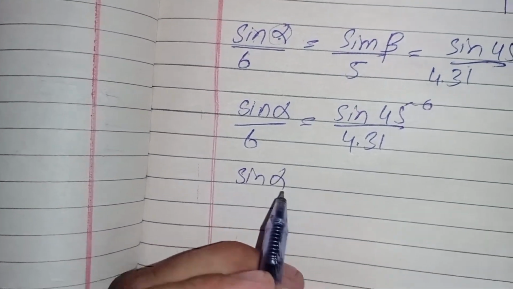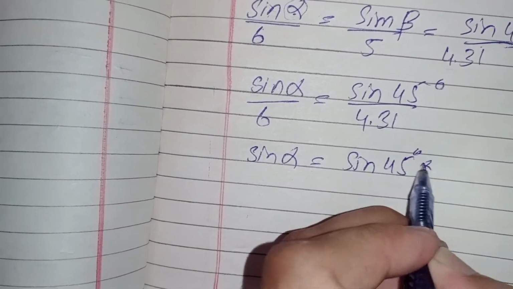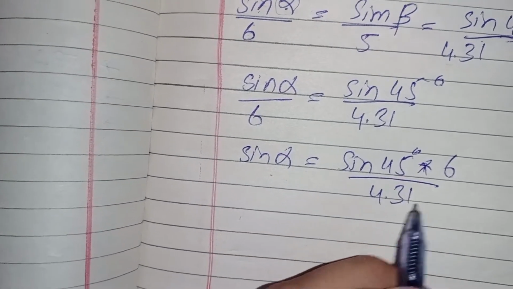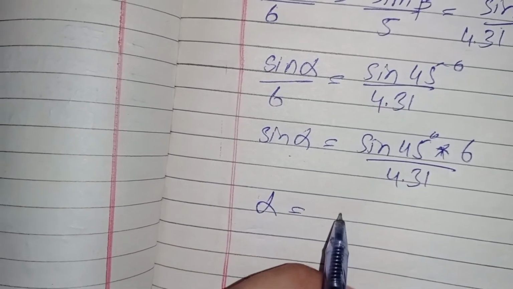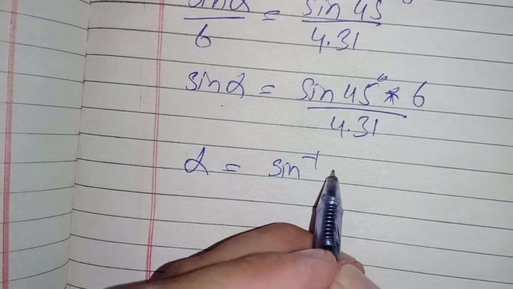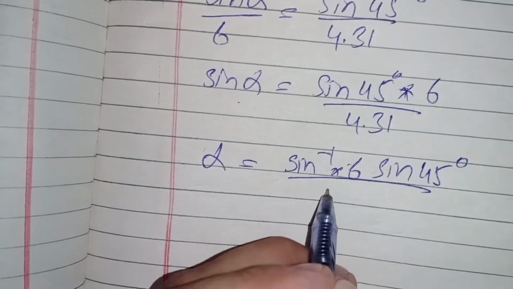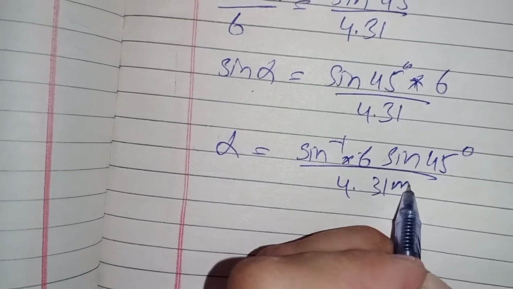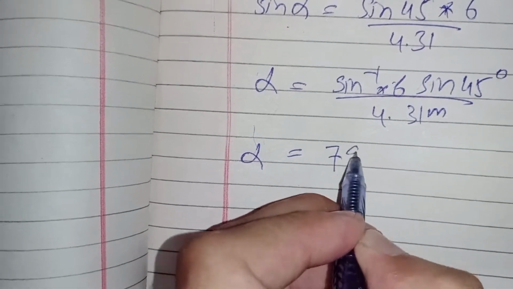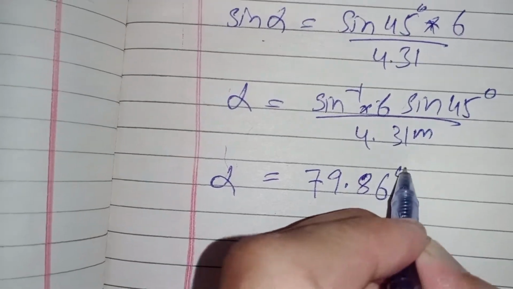So sine alpha equals sine 45 into 6 divided by 4.31 meter. So alpha equals sine inverse of 6 sine 45 divided by 4.31 meter. So alpha will come 79.86 degree.